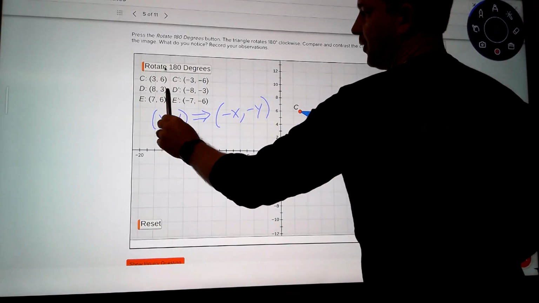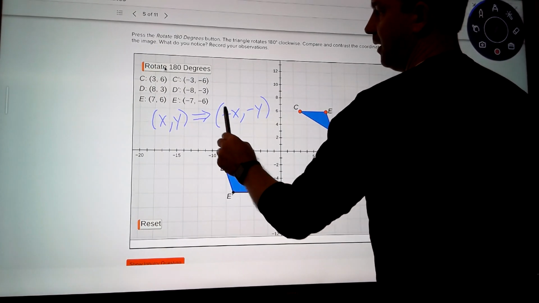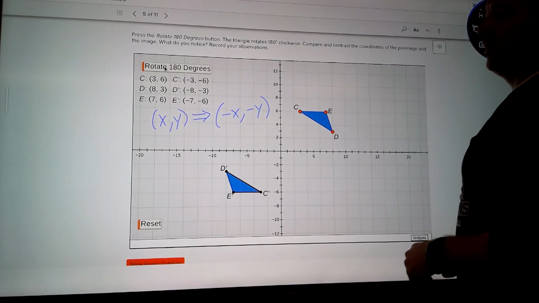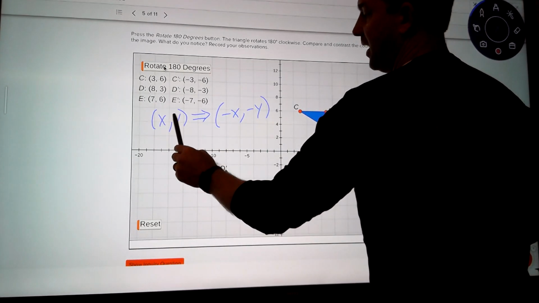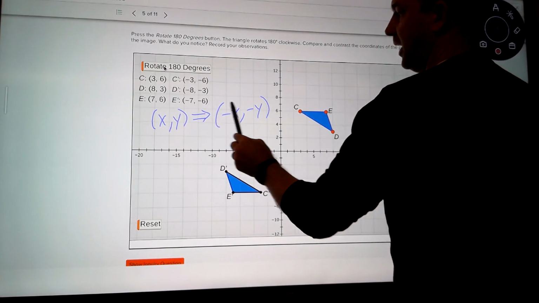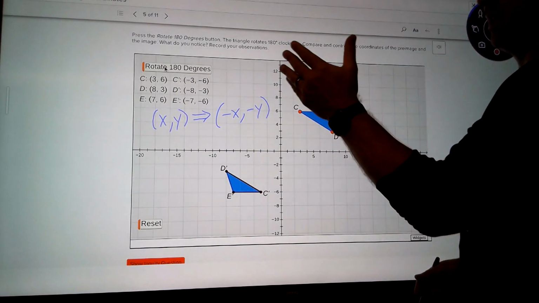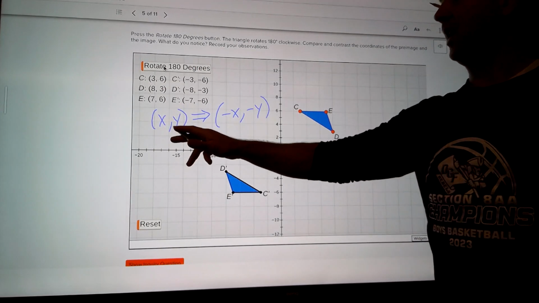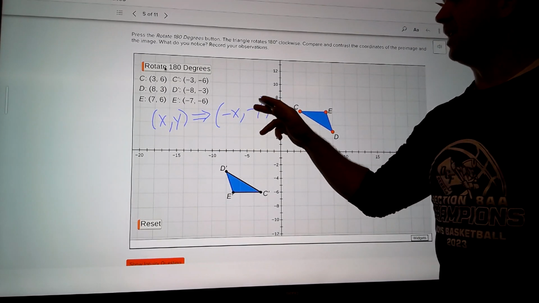It was 8, 3. Now it's the opposite: negative 8, negative 3. Everything became the opposite. What about E? E was 7, 6. It now becomes negative 7, negative 6. It works again. So again, you should probably have that on your note card, where my xy goes to the opposite of x and the opposite of y.